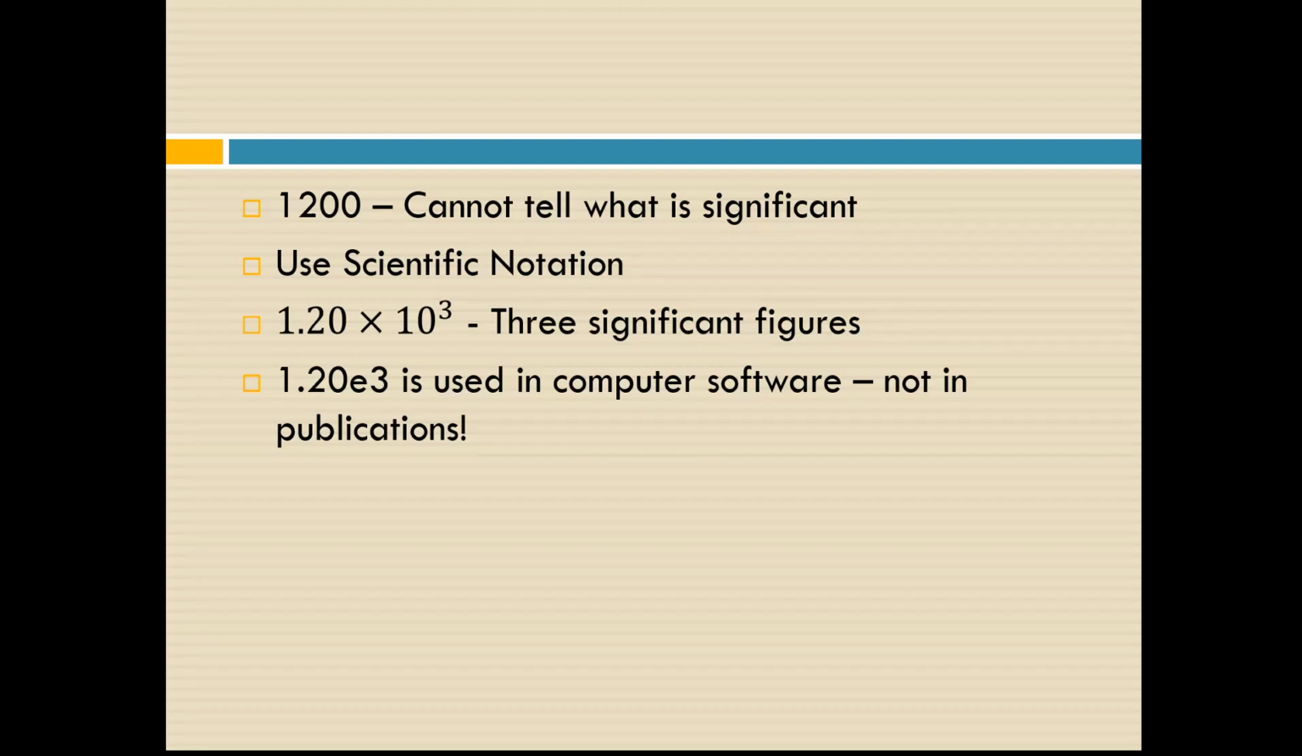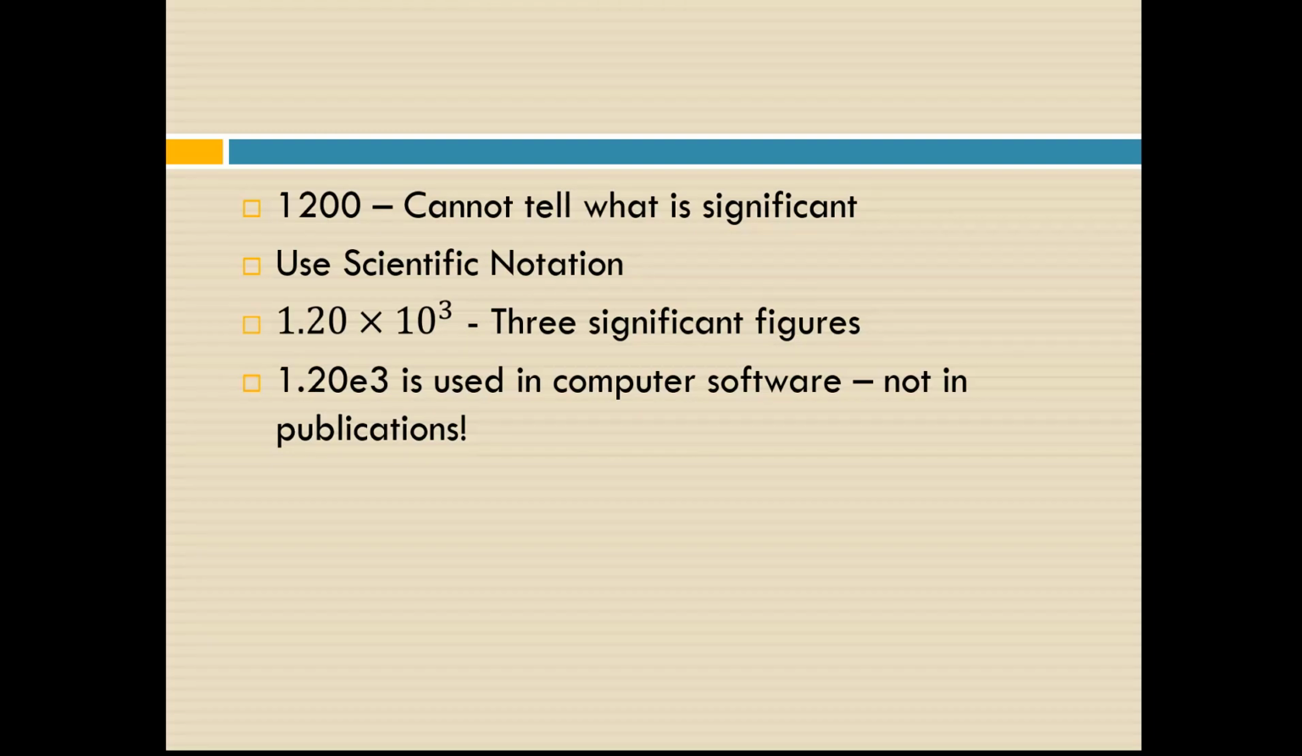If I happen to have tens, that would be the correct one. If I happen to have hundreds, 1.2 times 10 to the third. If it was singles, 1.200 times 10 to the third. You see how that clears that up? So scientific notation goes a long way to helping.